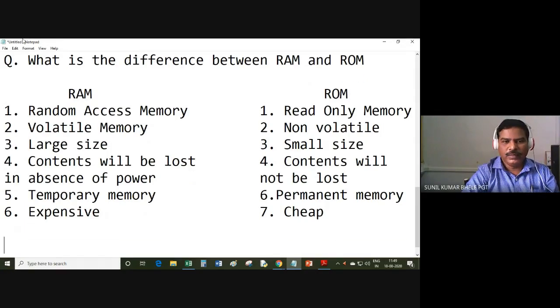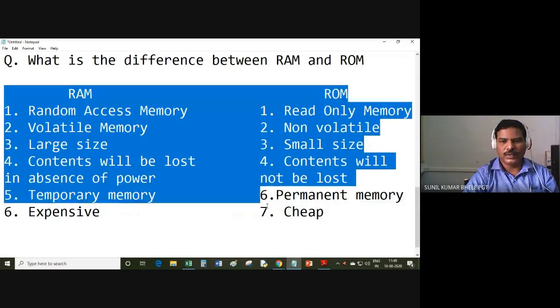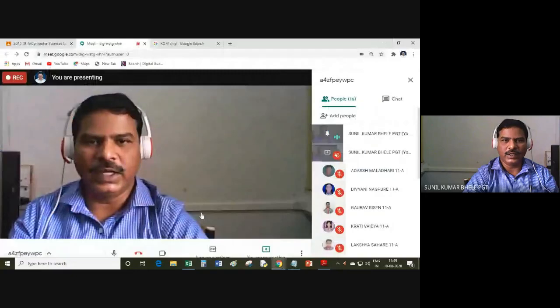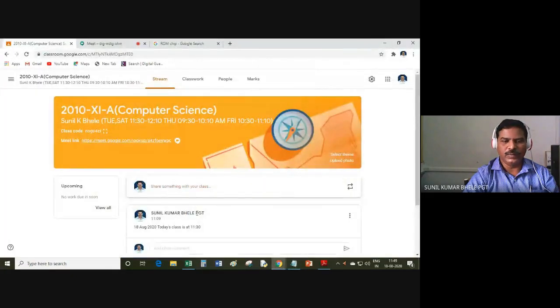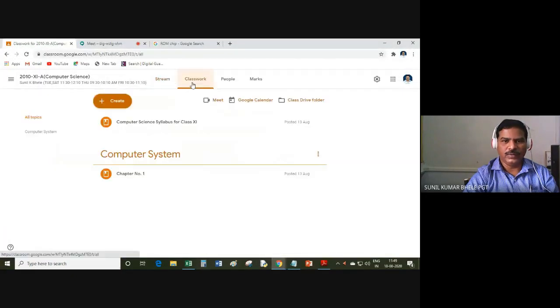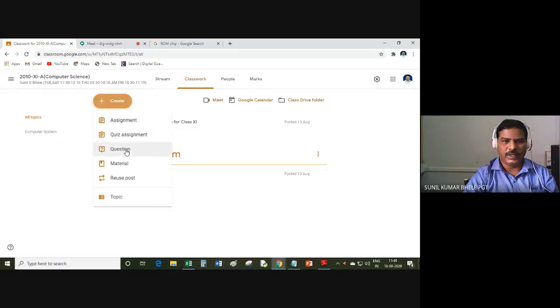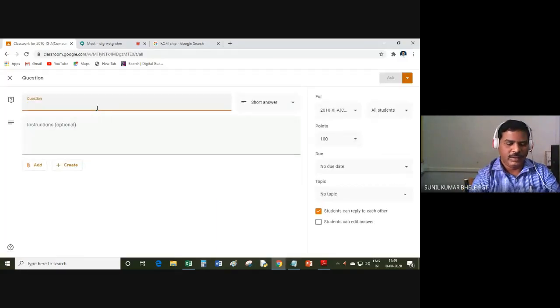So this type of difference you can write down in your notebook. If you want to write in a very attractive way or with very nice sentences, you can go through the books or internet contents. So I will assign inside the Google Classroom one very important question for you. Here I am assigning one question. What is the difference between RAM and ROM?